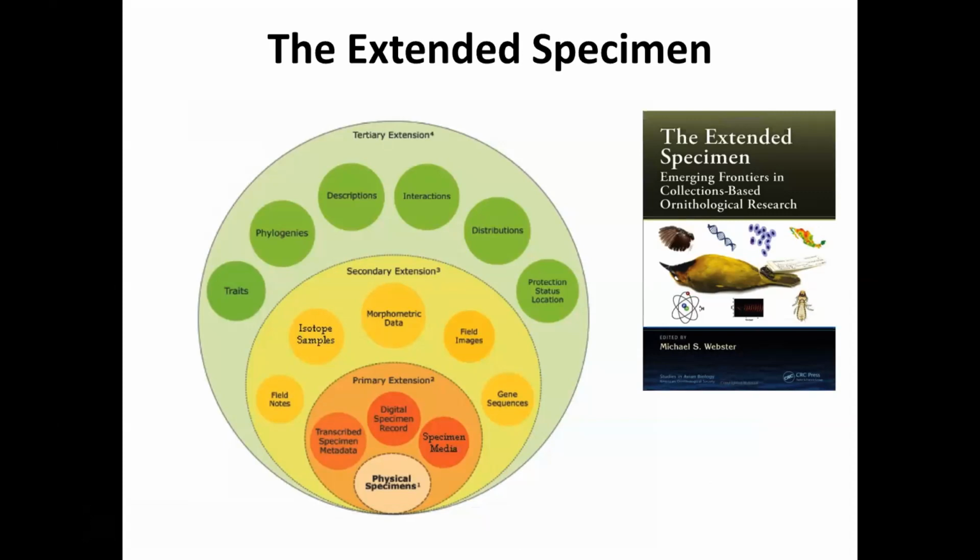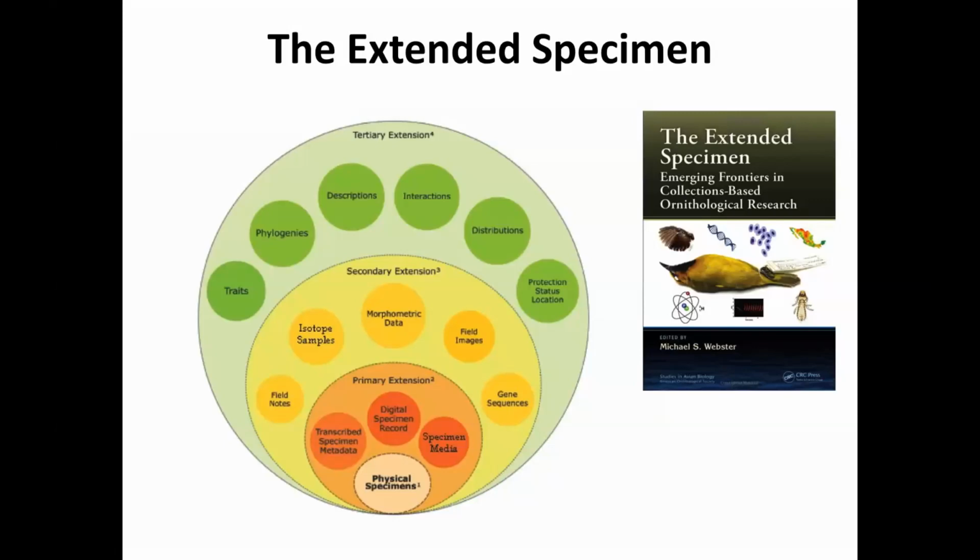And there was a graphical representation of that extended specimen concept that was grounded in the physical specimen in the collection, and then all of these primary, secondary, and tertiary extensions to that specimen. The primary extension being the digital concept of that physical specimen housed in the collection, the digital record, any specimen media associated with it, and all of the metadata associated with the specimen.